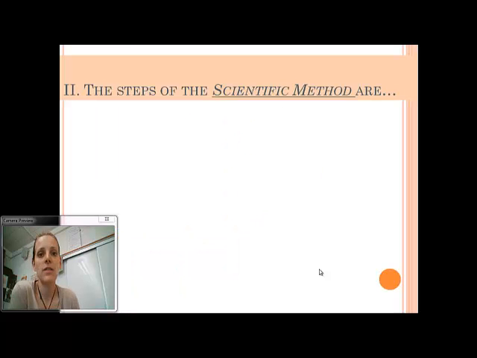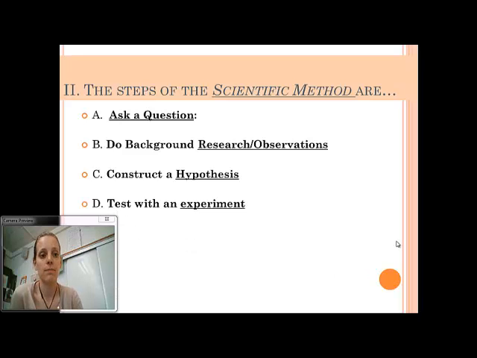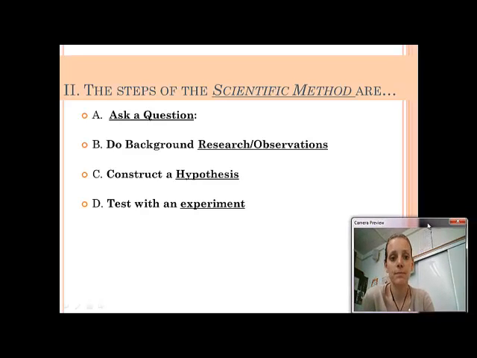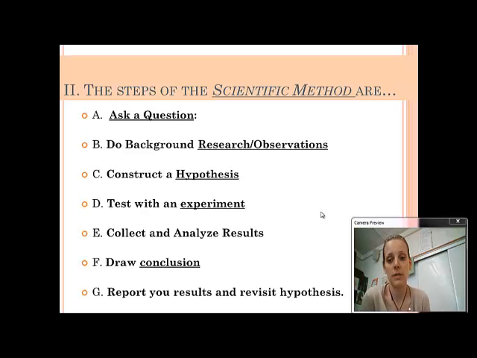So the steps of the scientific method are: first, ask a question. Do background research, construct a hypothesis, test with an experiment, collect and analyze the results, draw conclusions, and then report the results and revisit the hypothesis.